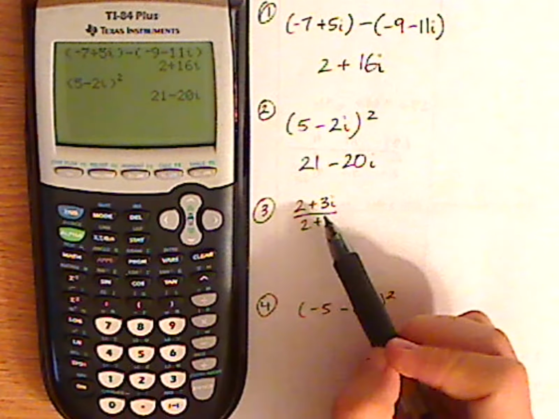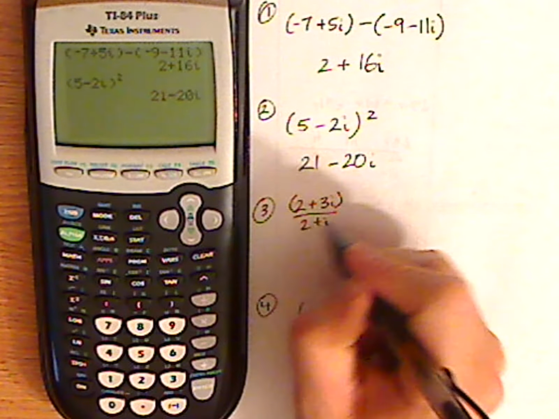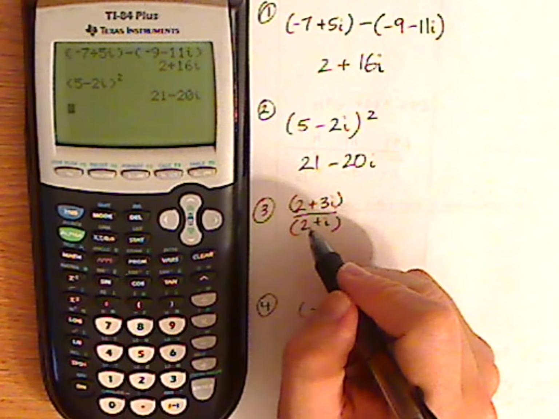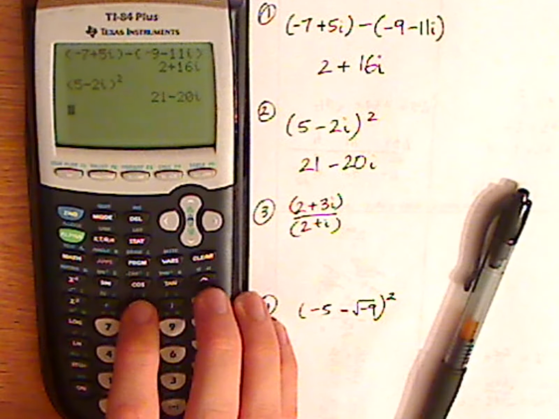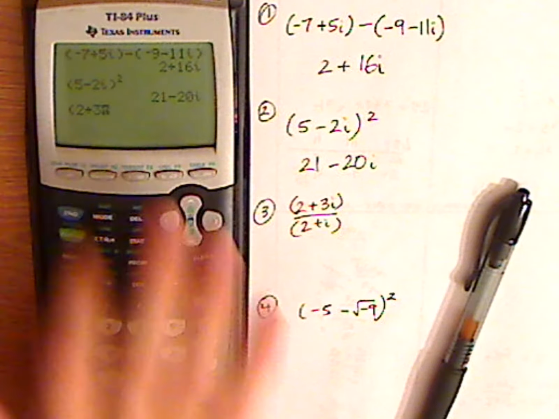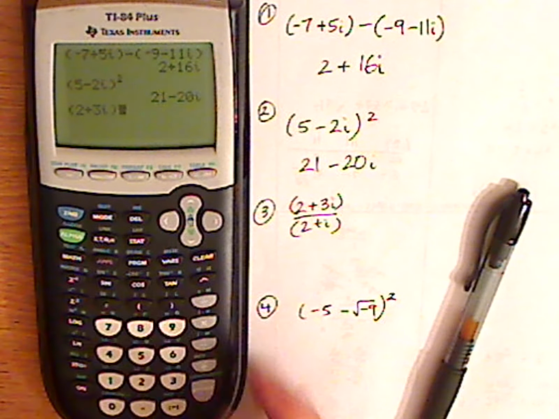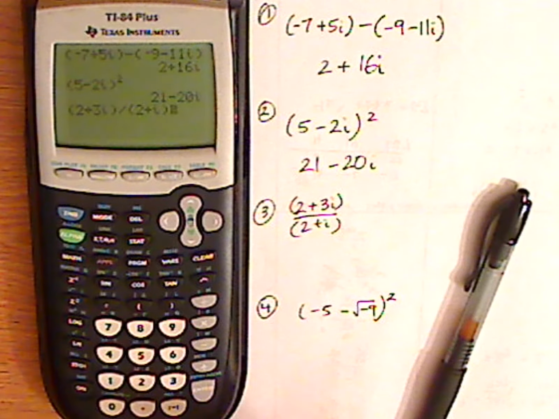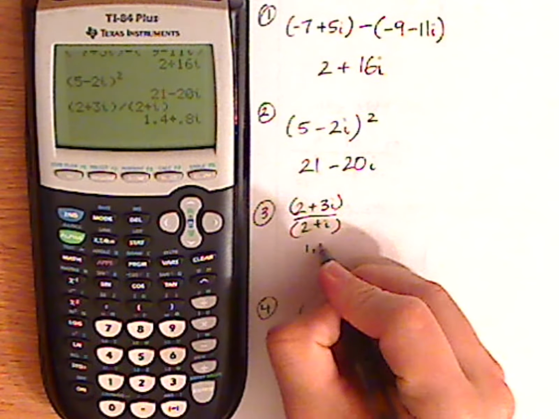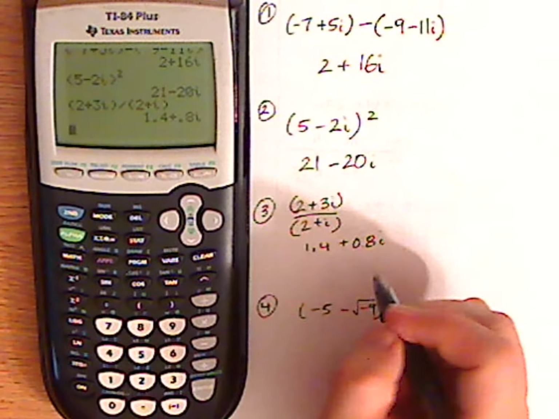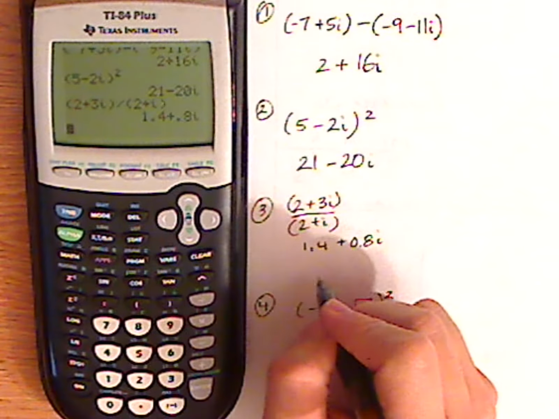Now when you're doing a fraction like this, you want to put your numerator around in parentheses and then put your denominator in parentheses as well. If you don't, only part of it is going to be divided. So parentheses 2 plus 3 seconds I, close parentheses, divided by the bottom, the denominator. So open the parentheses, 2 plus seconds I, close parentheses, and then you get 1.4 plus 0.8 I.